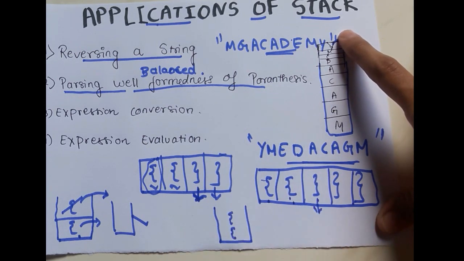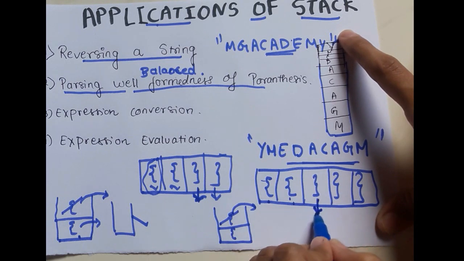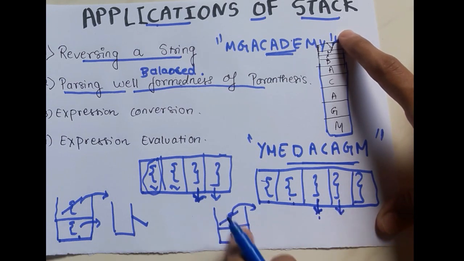Now the right parenthesis. As we know, when we encounter a right parenthesis, the recently pushed left parenthesis will be popped from the stack. So this is the recently pushed left parenthesis. This parenthesis will be popped from the stack. Again we'll read, and now another right parenthesis. So again this remaining left parenthesis will be popped from the stack. And now the stack is empty.